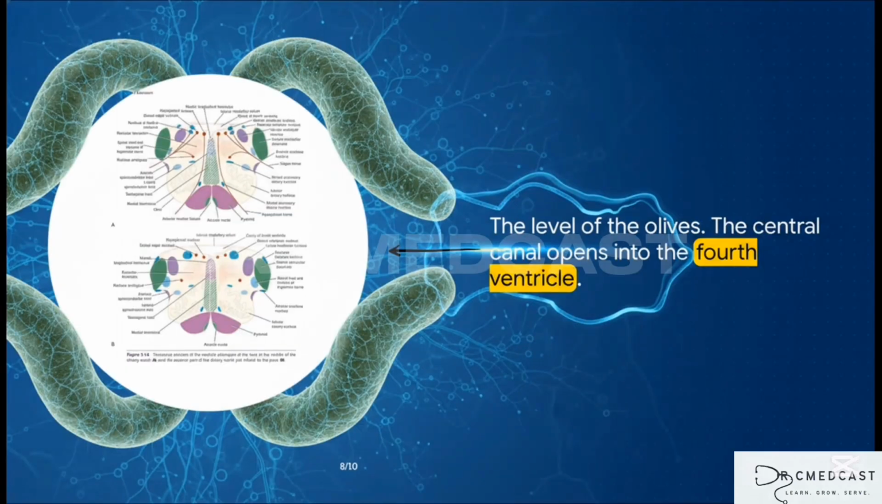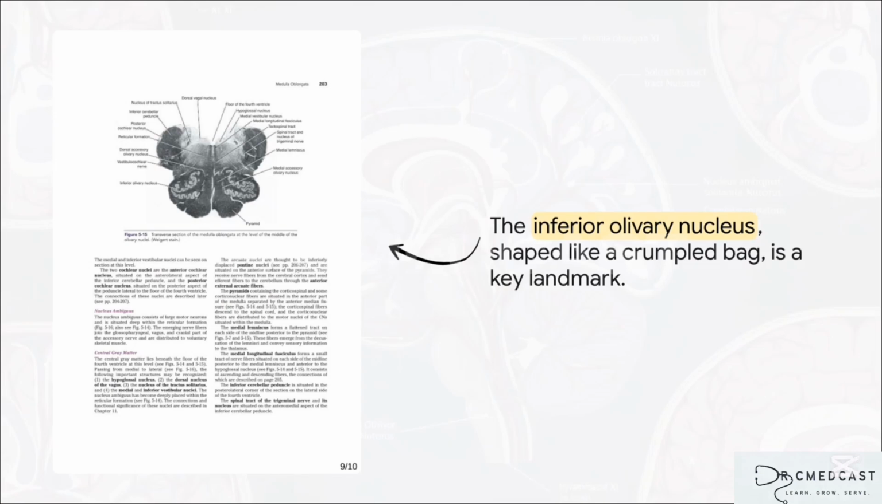Now, as we get to our final level, the whole picture changes dramatically. That tiny central canal has now opened up wide to form the fourth ventricle. And look, the most prominent new feature here is that large, wavy structure of the inferior olivary nucleus. That's what gives this level its name. This stain really captures the strange beauty of the olivary nucleus. Its appearance is often described as a crumpled bag, and you can totally see why. Look at that complex, folded structure of gray matter. Once you've seen it, it's an unmistakable landmark at this level of the medulla.